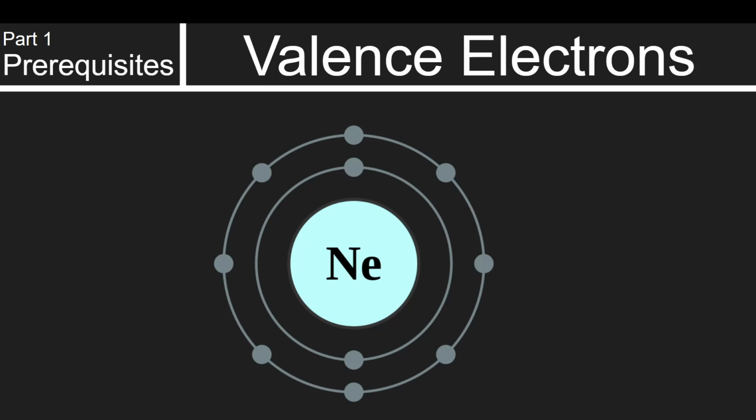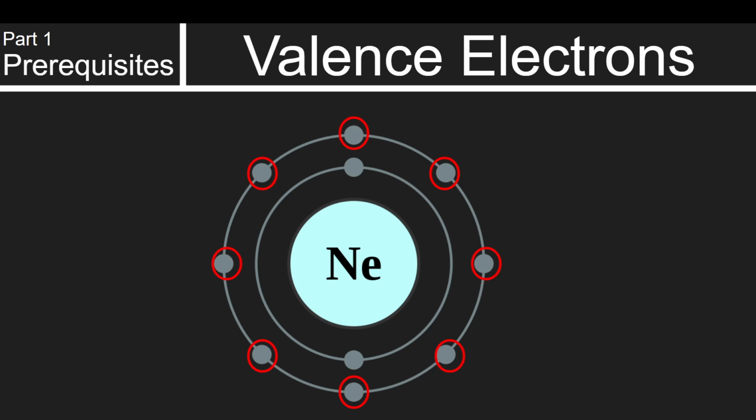All right. So a valence electron, we have neon here. Neon is a noble gas, which means it's very stable, and the reason for that is because it has 8 valence electrons, which is a full energy level of them. This is according to the octet rule.